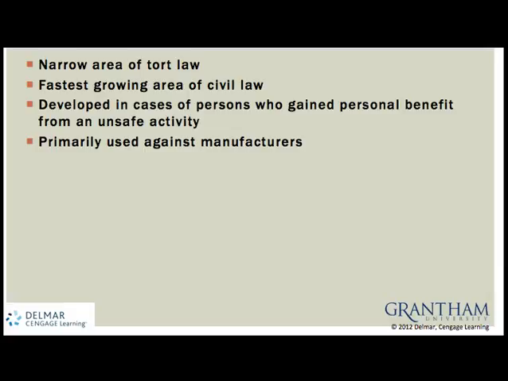To conclude our discussion of torts, we will discuss two more areas. The first is strict liability. This is a narrow area of tort law, but it is indeed growing fast. Strict liability was developed for cases of persons who obtained some personal or financial benefit from an activity that could not be made safe and from which the innocent public cannot protect itself.